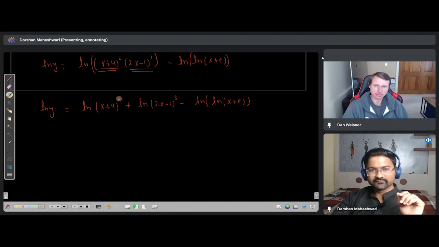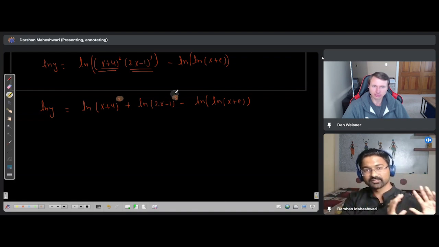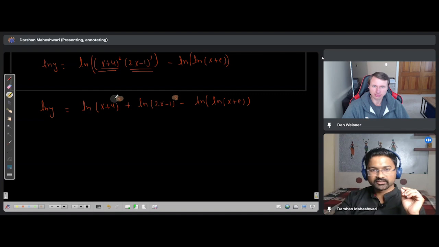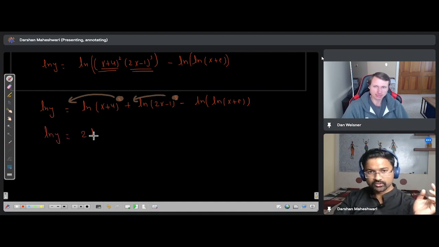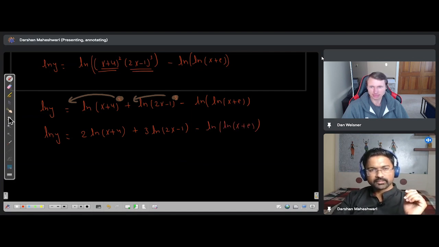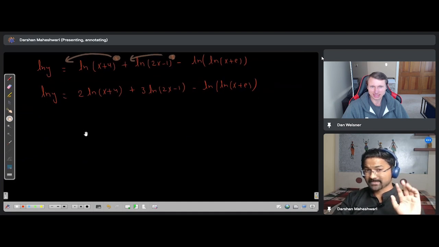That's fine. Okay, another property coming in. Whenever we have these inside things raised to some powers and there's a log sitting outside, then basically you throw these powers outside, if you remember, right? That's the property of log. So I'm going to say that ln y is equal to 2 ln (x plus 4) plus 3 ln (2x minus 1), and this our double log guy remains as it is. All right, do you think we can simplify this further? I don't think so. I think we have done everything that we could.